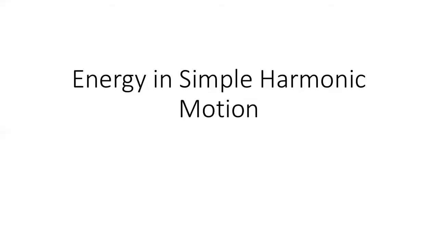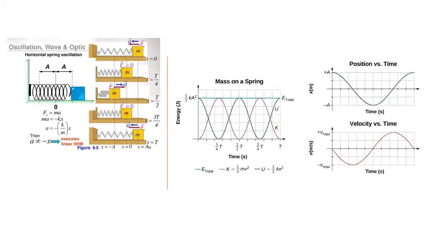In this video, we're going to discuss the energy in simple harmonic motion. Last time, we discussed the characteristics that let you say something is simple harmonic motion. For example, we have again the spring with a mass, and if you pull the spring, we understand that there is a restoring force that is always towards the equilibrium.